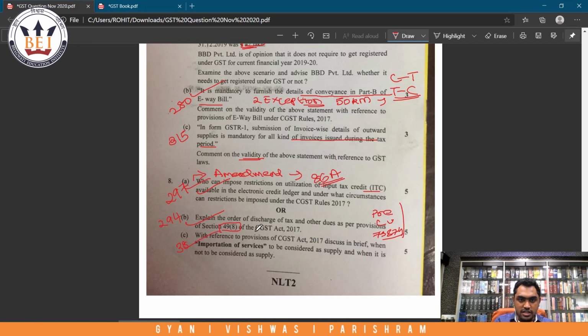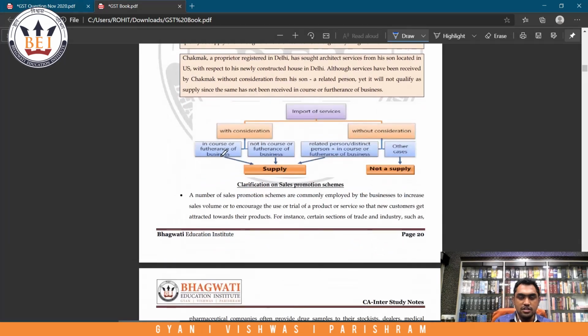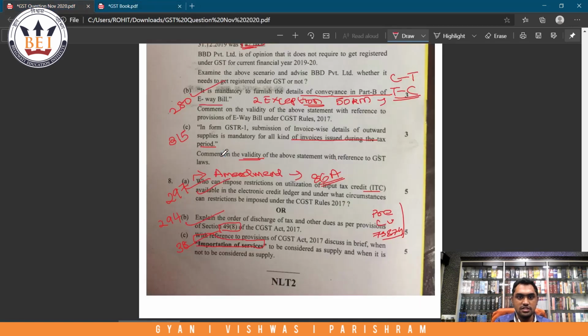Next, what is importation of service? So this is a very easy question. If you have studied this chart, that is the answer for this question. So importation of service can either be with consideration or without consideration. In the course of furtherance of business, not in the course of furtherance of business, and related person, then it will be treated as supply with consideration. And without consideration, if you get it from a related person, then it will be a supply, but from other person it will not be a supply, other cases. So this is the discussion of the paper.